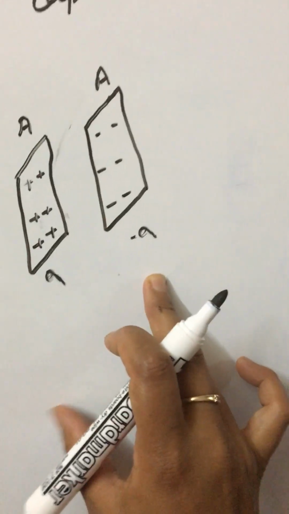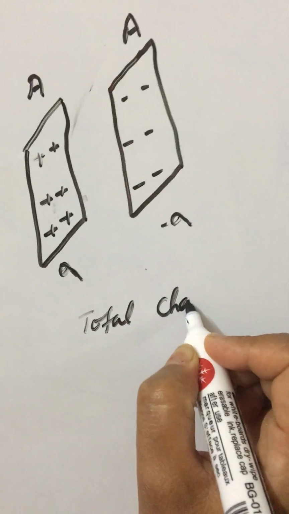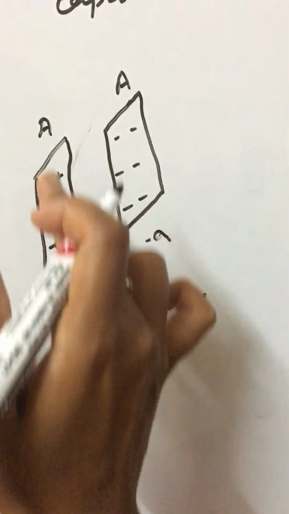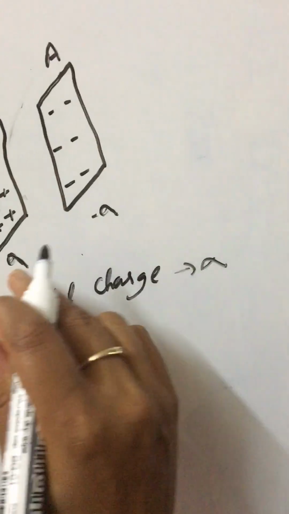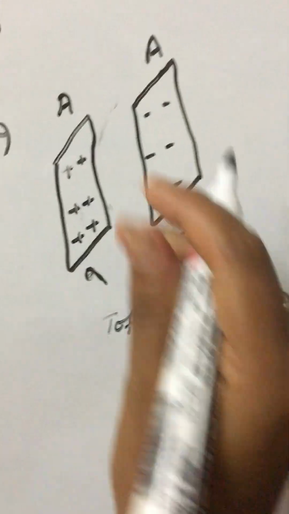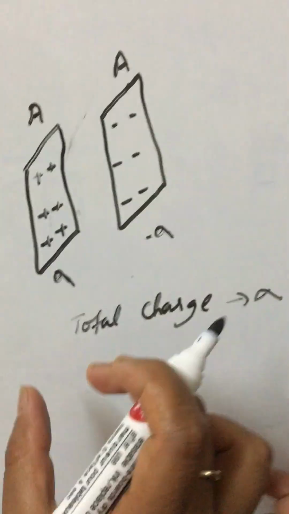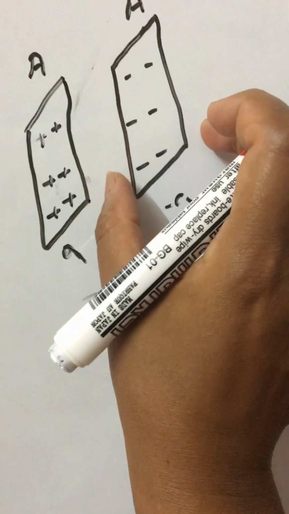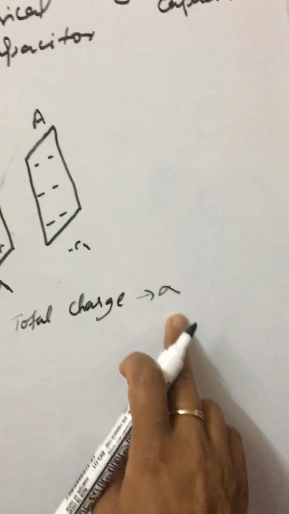Now what is the total charge in the capacitor? You may call it sigma and minus sigma, total 0, but we don't call that. We will only consider the positive plate to compute its charge. So the total charge in this case we call sigma, not sigma minus sigma equal to 0. The negative plate is formed by means of induction, so we are not going to consider it when we are talking about the charge. The total charge of a capacitor is sigma.